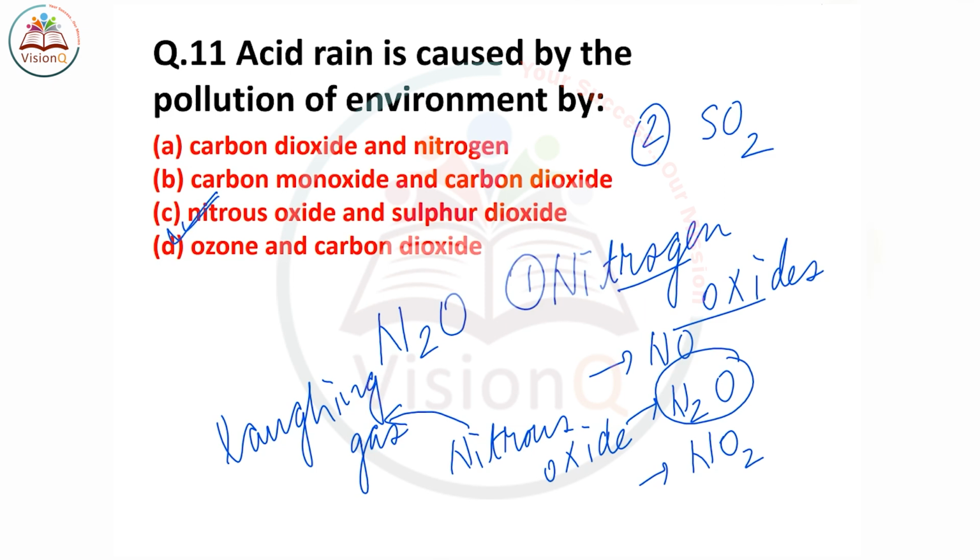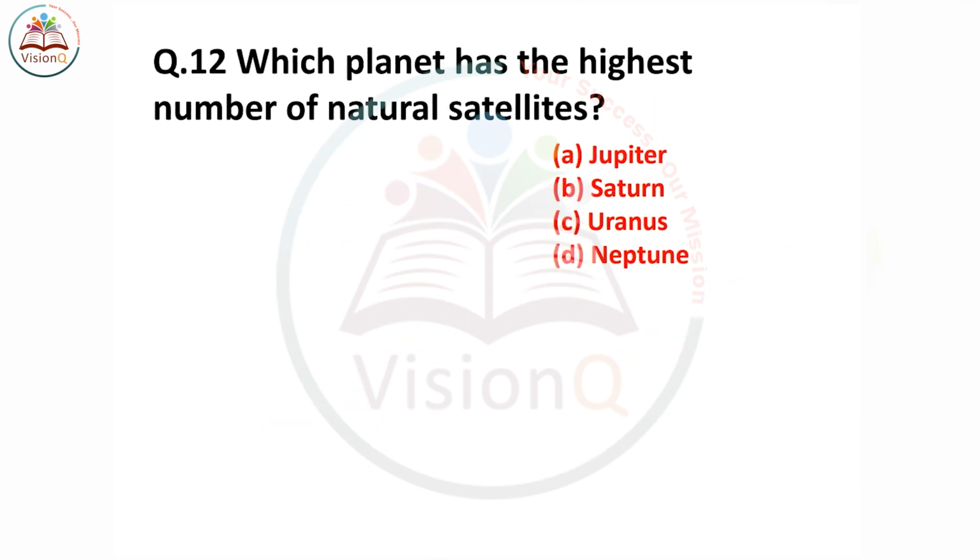Next question, question number 12. Which planet has the highest number of natural satellites? A very important question from natural satellites. Now that planet which has the highest number of satellites is Saturn. So at present, Saturn has a total of 83 natural satellites or 83 moons.